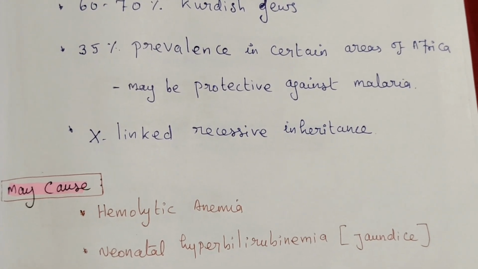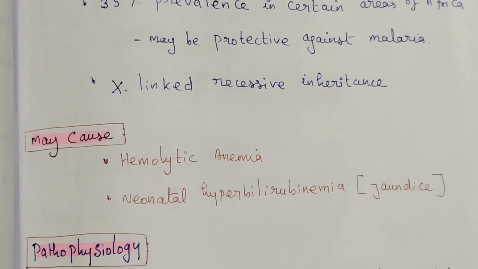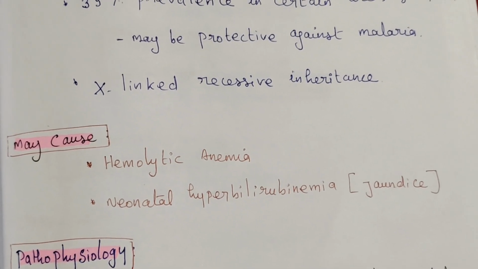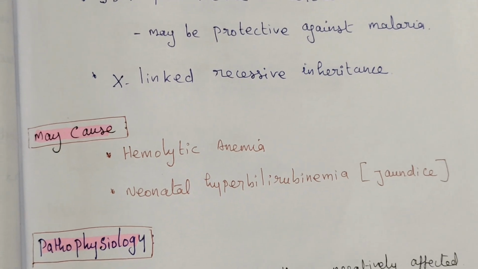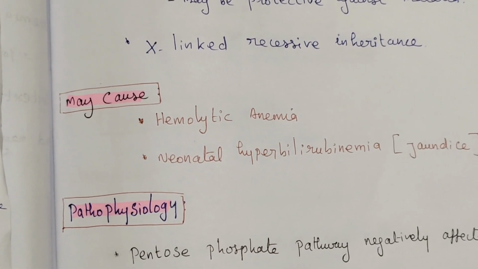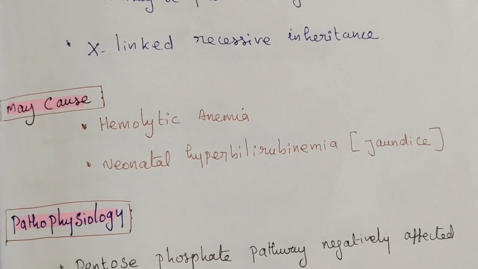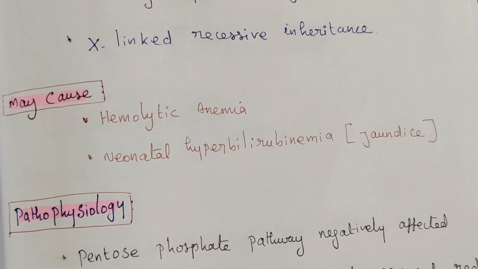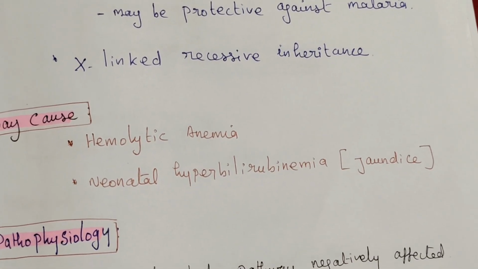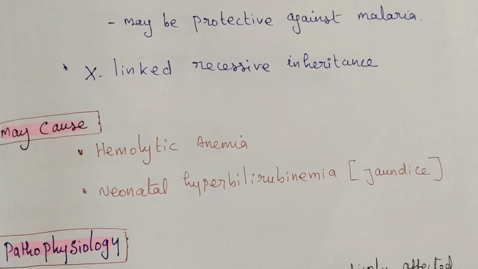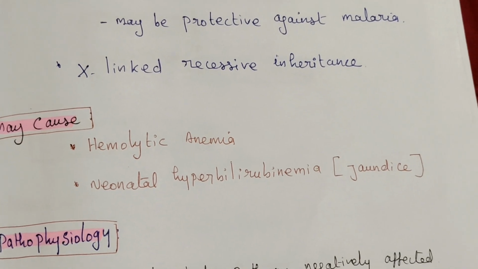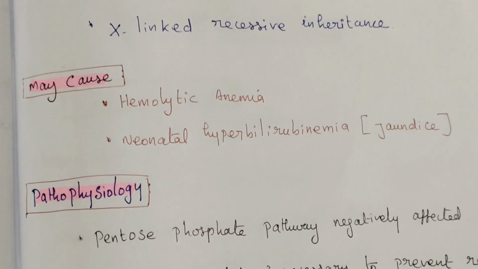Now, individuals with a deficiency in glucose-6-phosphate dehydrogenase may experience hemolytic anemia, and babies that have a deficiency in this enzyme may experience neonatal hyperbilirubinemia or neonatal jaundice. So it causes hemolytic anemia in the case of adults. In the case of babies, it causes hyperbilirubinemia or neonatal jaundice.